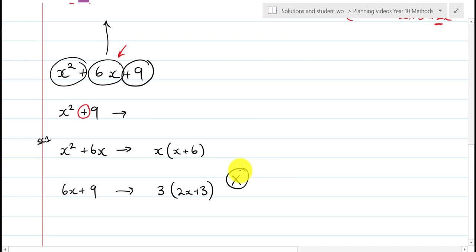So the x squared would never be missing. X squared will always be there, but you don't have to have a linear or a constant term. And if you don't have that linear term, difference of two squares will help you. And if you don't have the constant term, then you can just do a straight factorisation.